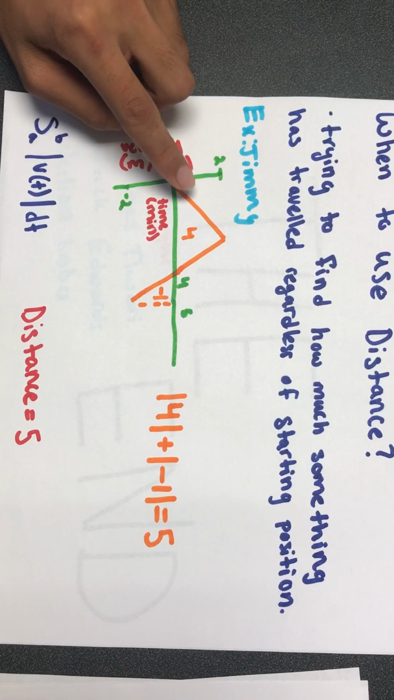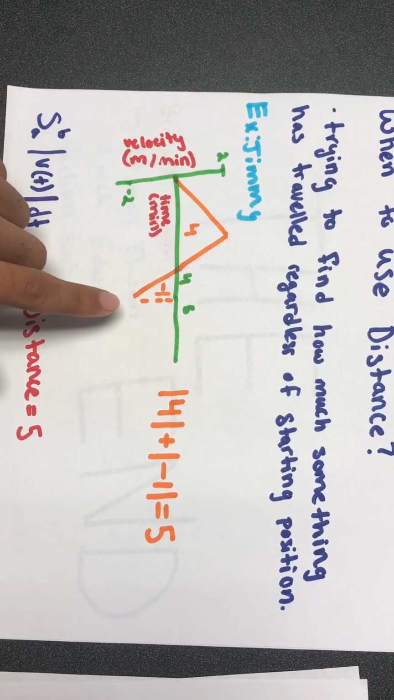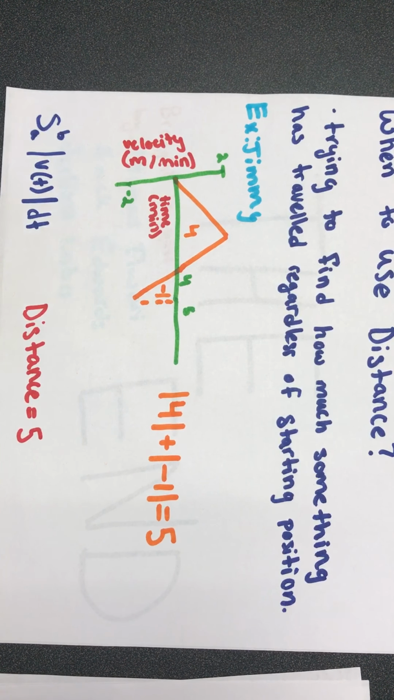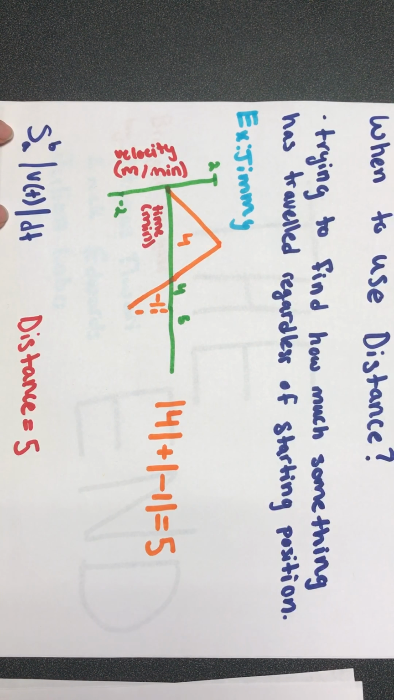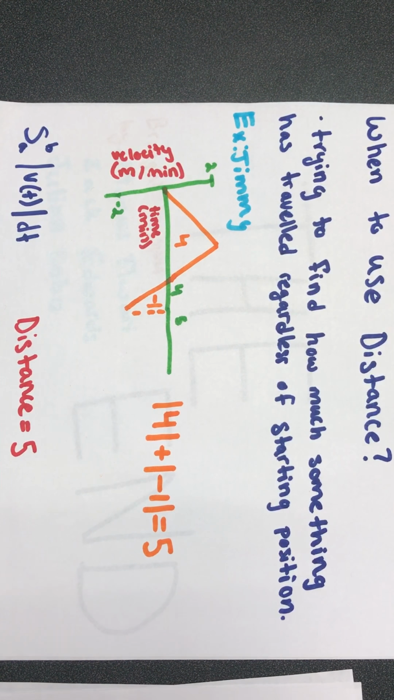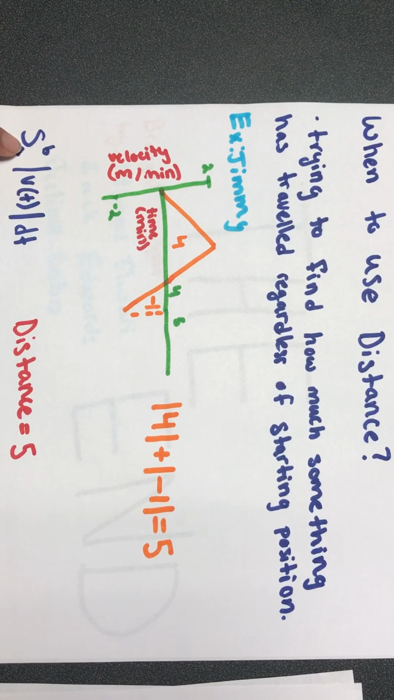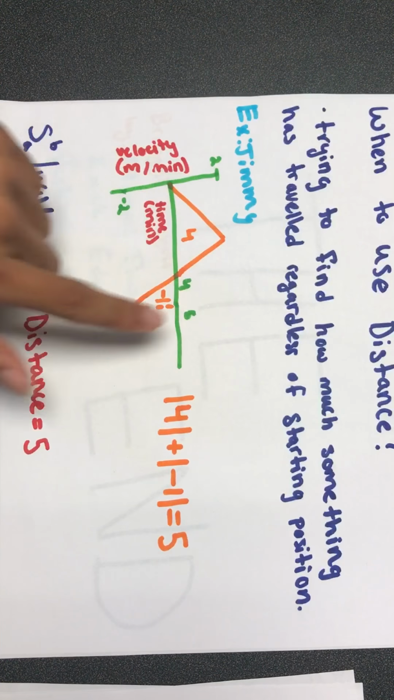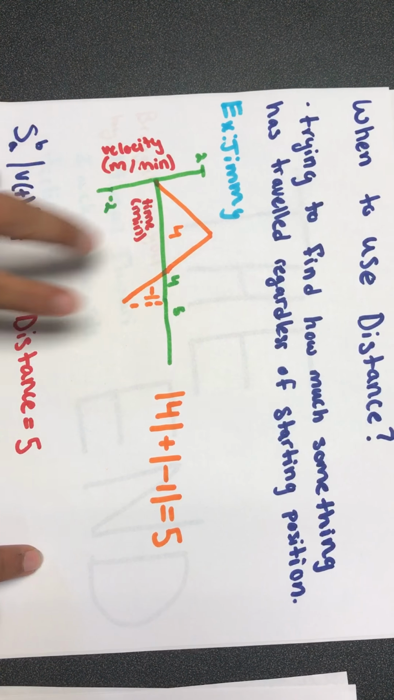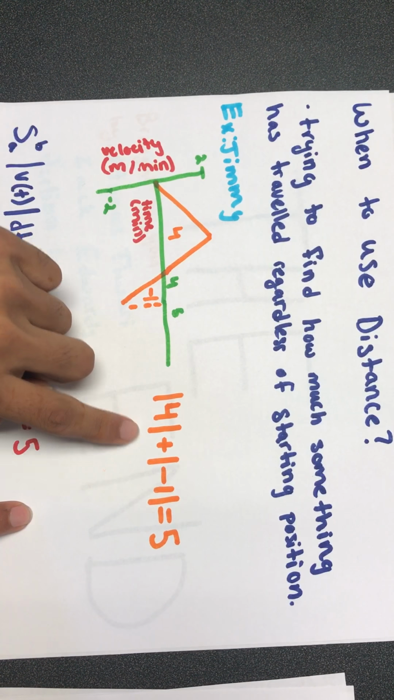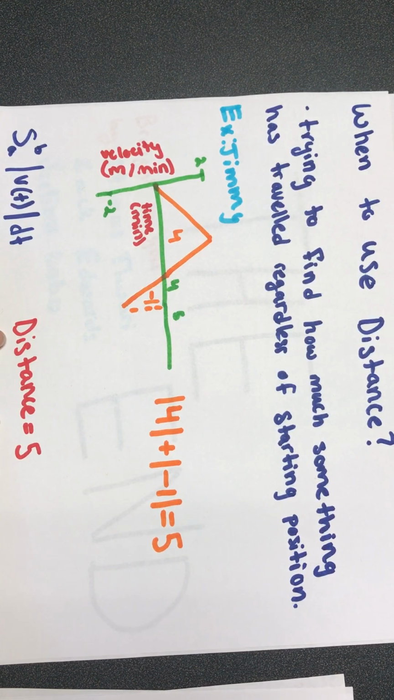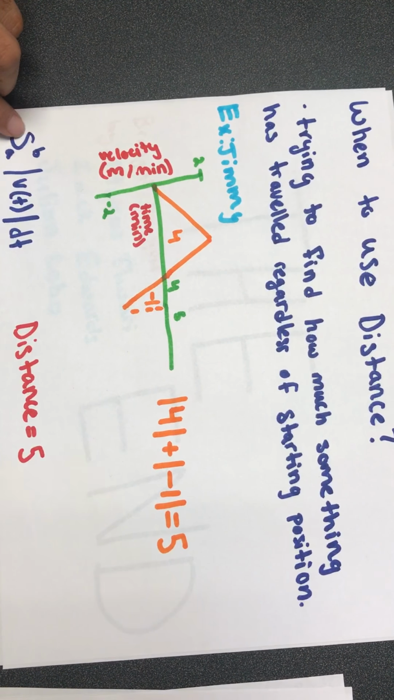We know that the area of the first triangle is 4, and know that the area of the second triangle is -1. We also know that distance is the integral of the absolute value of velocity from A to B. Our A is 0 and our B is 5. And so, when we take the absolute value of both triangles, we get 4 plus the absolute value of -1, which is 5. So the distance equals 5 meters.